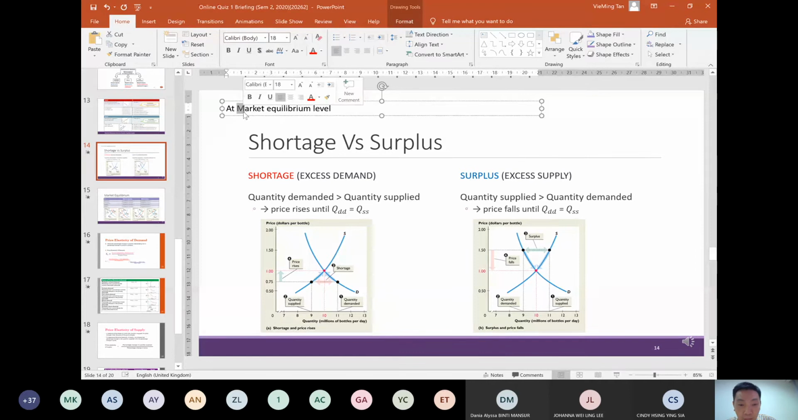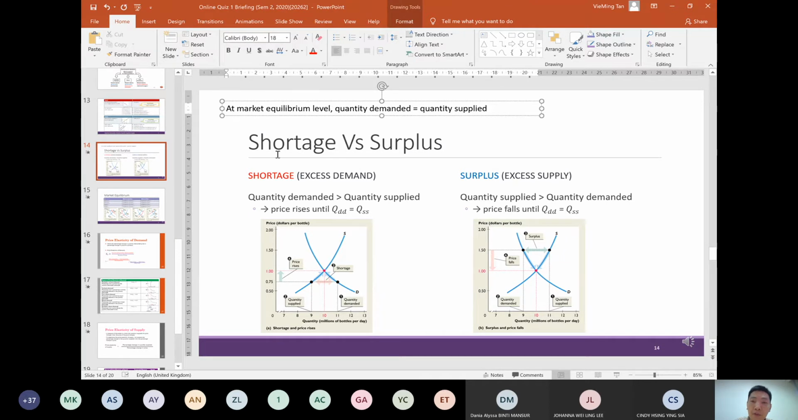when the market is at equilibrium, it means quantity demanded is equal to quantity supplied. Or it can be the other way around: quantity supplied is equal to quantity demanded. Same meaning. Okay, so this is what we mean by market equilibrium.